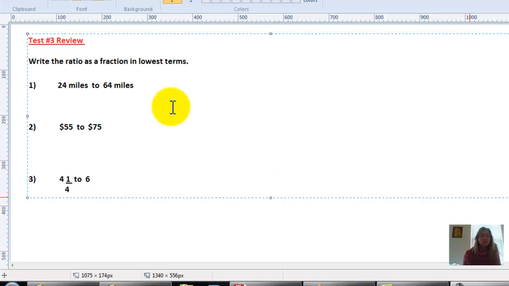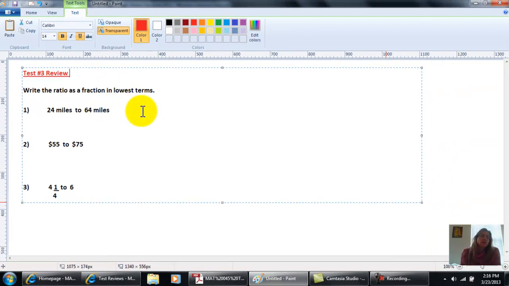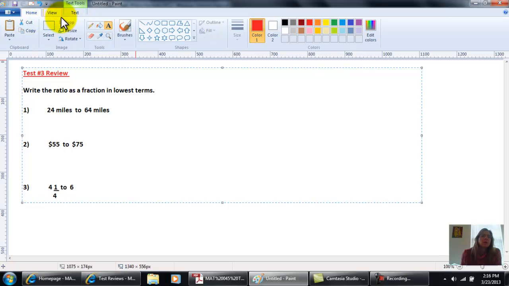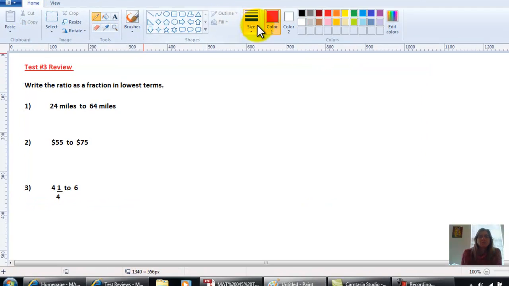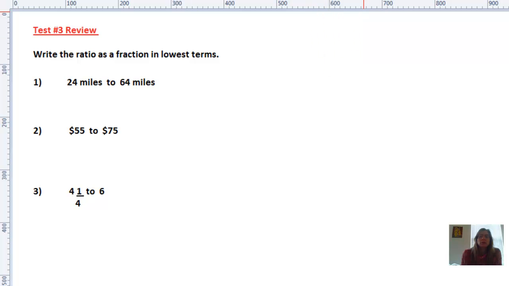Here are questions 1, 2, and 3 for the test 3 review. This is write the ratio as a fraction in lowest terms. These are basic ratios. They have the same units, so really you're just writing a fraction. And then once you write the fraction, you reduce it.